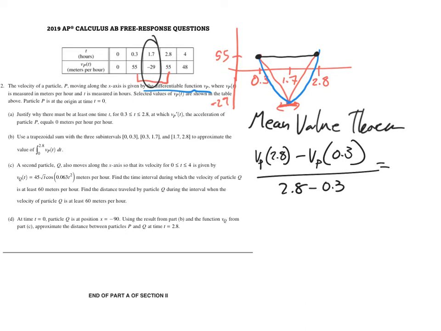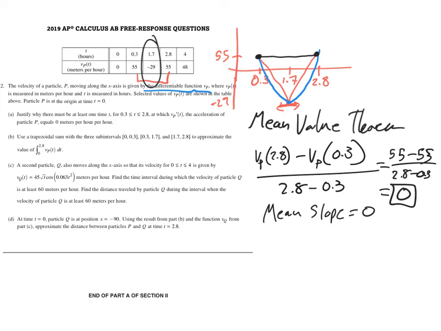And what is v of 2.8? Well, it's 55. And so is v of 0.3. And so then we would have 2.8 minus 0.3. So 55 minus 55, it doesn't matter what's on the bottom. The point is we end up with 0. So since the mean or average slope is 0, and we know this thing is continuous because they already told us it's differentiable, then somewhere along there has to be a slope of 0.